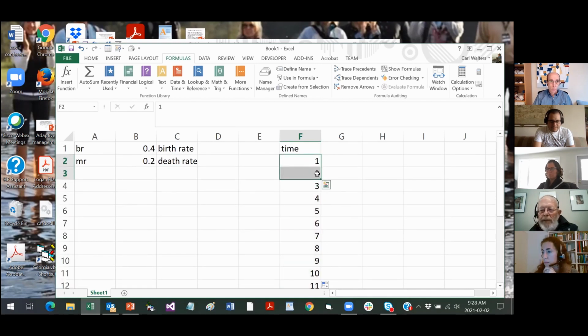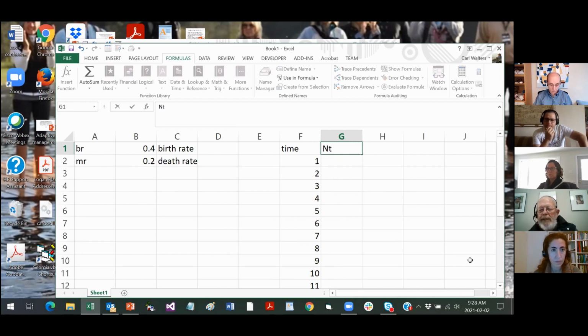This is called an autofill operation in Excel. You put in two numbers, grab the corner of the cell, and drag down, and it will fill up that column with the progression that you started in the first two cells. Now in the next column, I'm going to call numbers, NT, the population. I'm going to have to put in some initial number. That's a parameter, but I need to put it there. I'm just going to set it to 0.2, like 0.2000 animals. Units here don't really matter to this calculation.